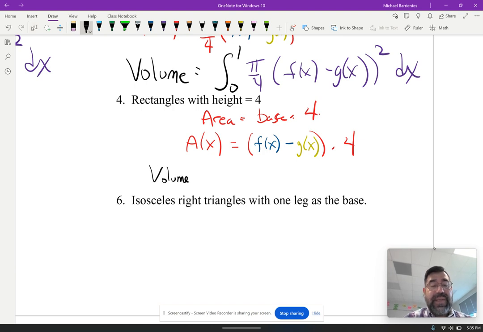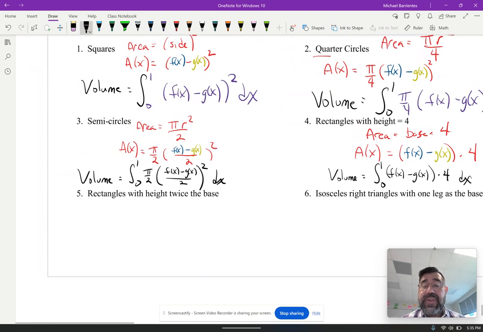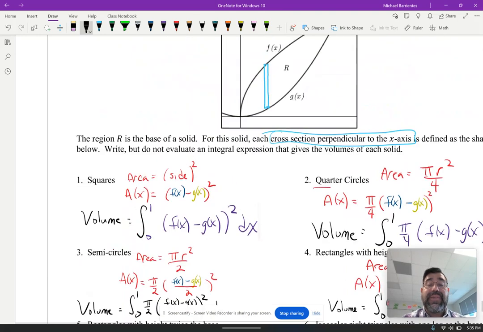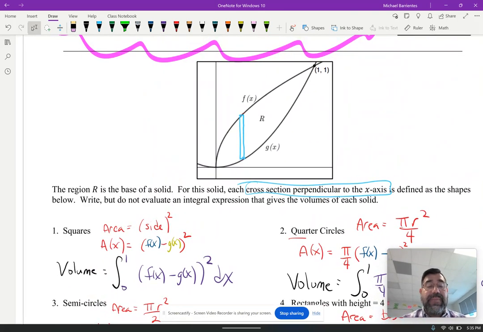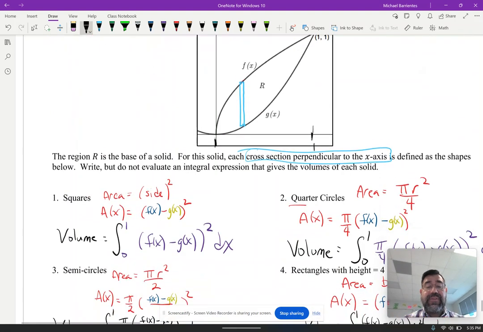The volume is the integral from 0 to 1 of f of x minus g of x, everything multiplied times 4. You can even put the 4 in the front. You can put the 4 outside the integral. But this is how you would find the volume. Notice my limits of integration are always from 0 to 1, because this region is trapped between x equals 0 and x equals 1, right? So it's in that window, in that interval.